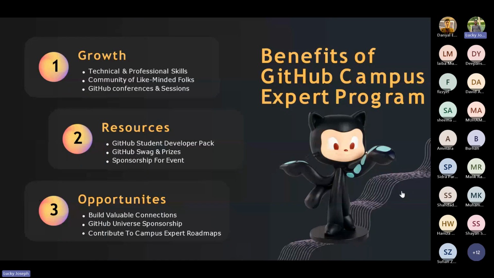So you have access to resources like sponsorship for events. You get sponsorship from GitHub to host events. Then you get GitHub swag, and you get the Student Developer Pack as a campus expert. So you get opportunities as a campus expert. You build valuable connections from across your boundary. You meet people. You get access to the almighty GitHub Universe yearly.